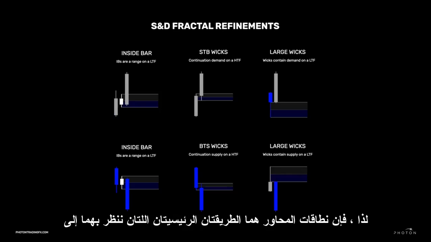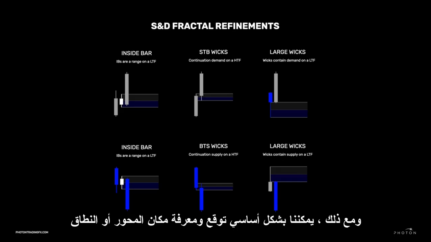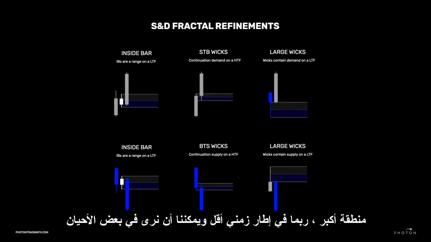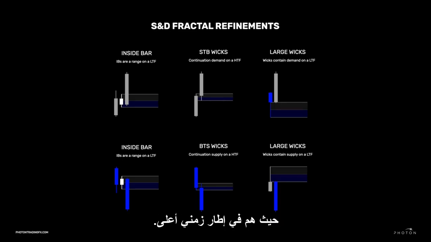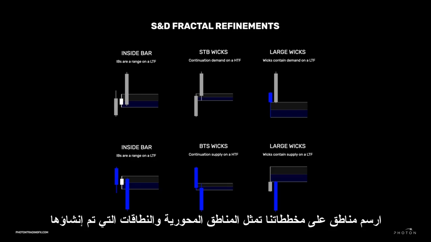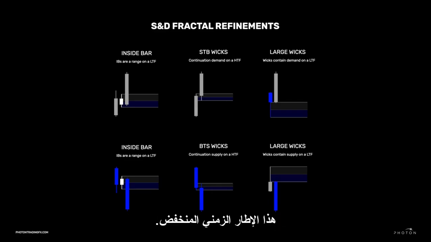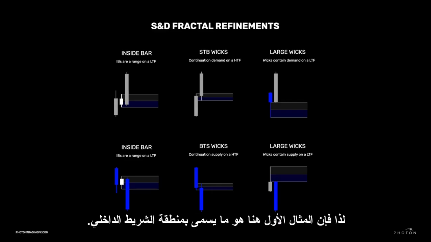So ranges or pivots are the two main ways in which we look at supply and demand zones, right? However, we can anticipate and see where a pivot or range created zone may be on a lower time frame, and we can sometimes see where they are on a higher time frame. So these three examples here are ways in which we can draw zones on our charts that represent pivot and range created zones on a lower time frame without even having to go down and actually view that lower time frame. So the first example here is what's called an inside bar zone.